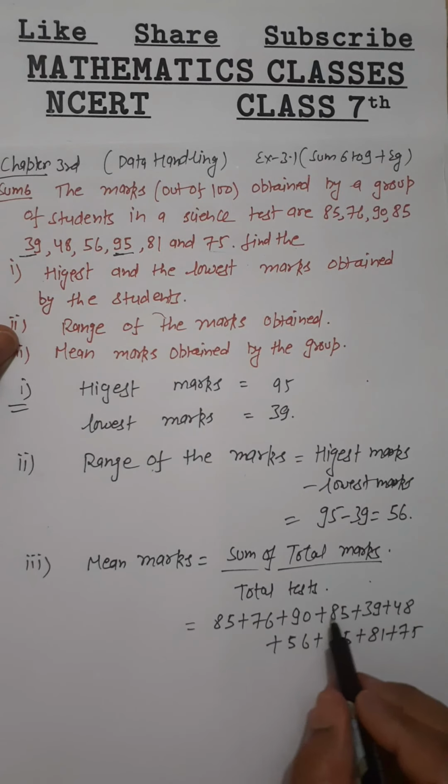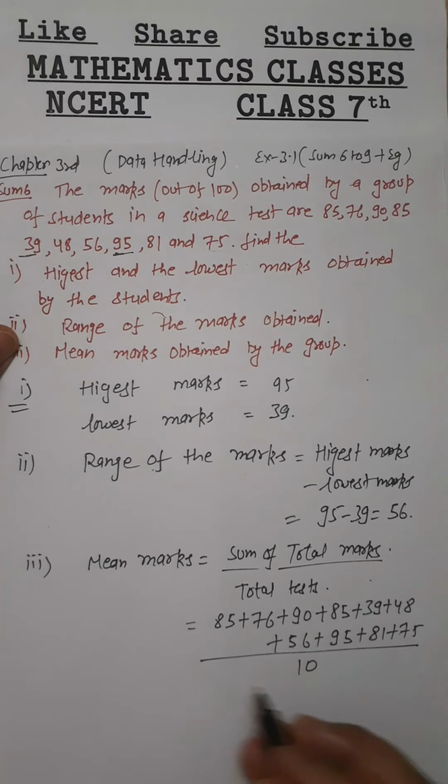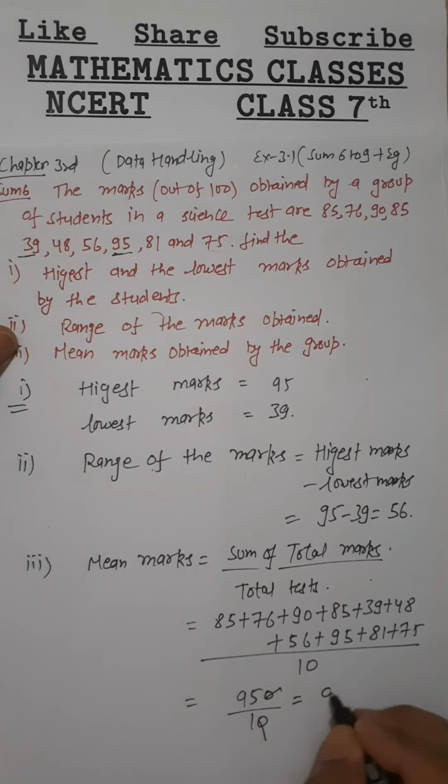One, two, three, 4, 5, 6, 7, 8, 9, 10, total by, that is 10. After adding, you have 950 by 10. Cut 0 from 0. Answer is 95. That is the mean marks obtained by the group.